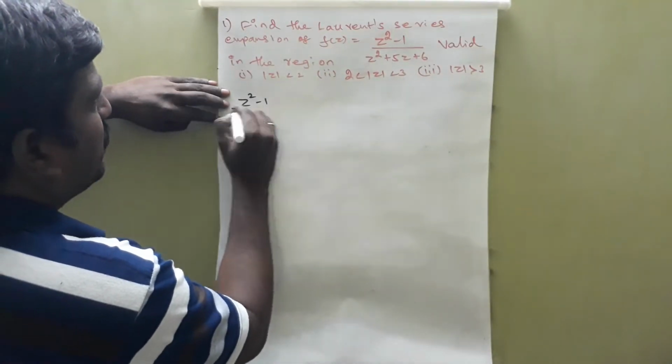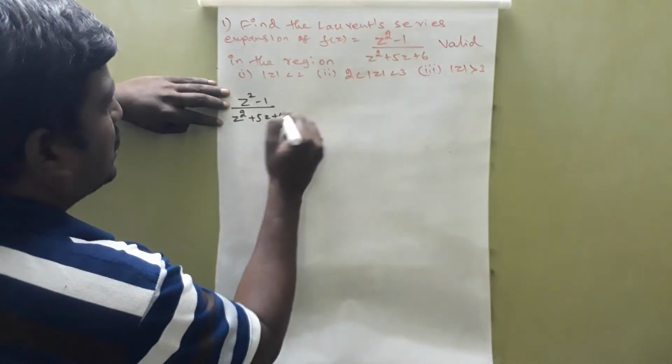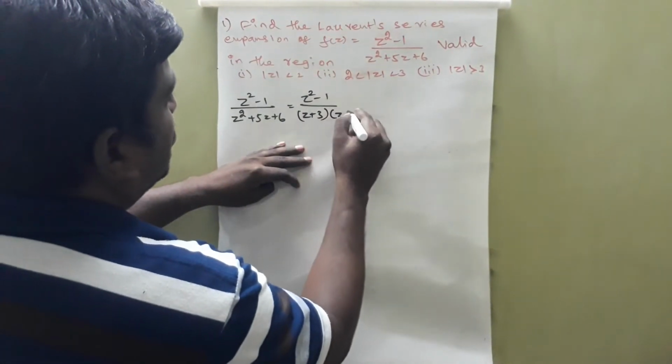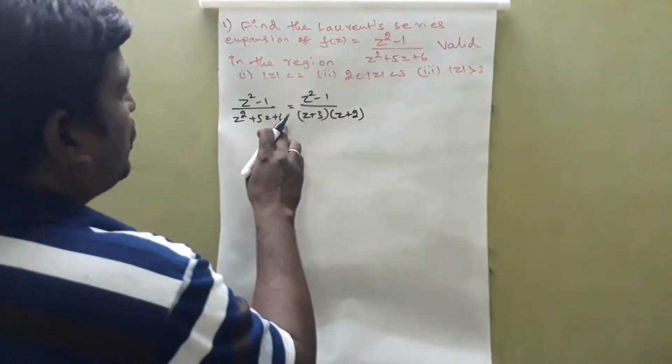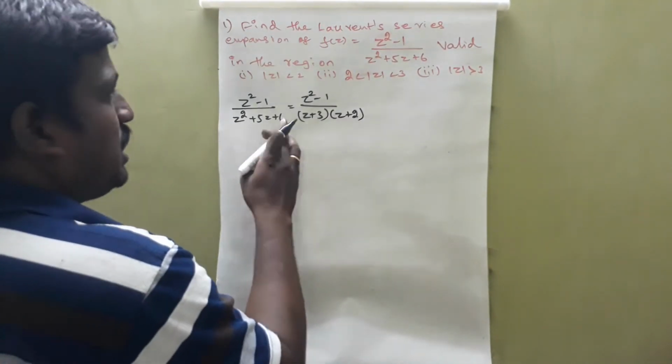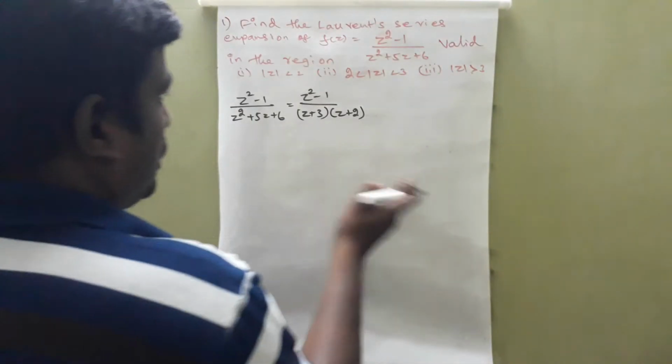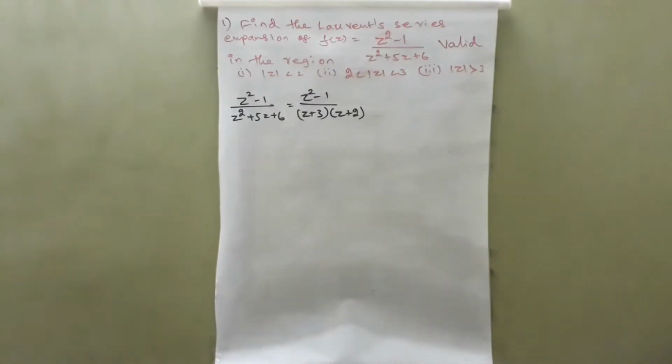So z square minus 1 divided by z square plus 5z plus 6. Before finding the partial fraction, try to factorize the denominator. If it is possible, then factorize. So z square minus 1 divided by z plus 3 into z plus 2. Because when you multiply two numbers, it becomes 6, and when you add those two numbers, it becomes 5. What are the numbers? 3 and 2. 3 twos are 6, 3 plus 2 is 5. Now I have to apply the partial fraction for this one.